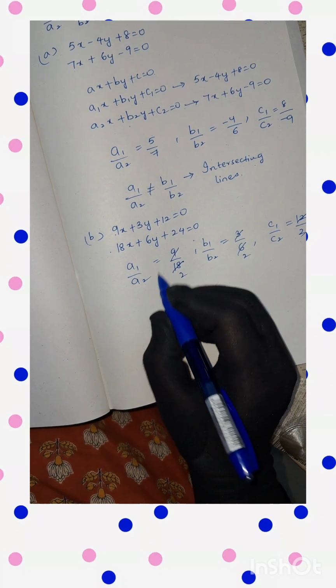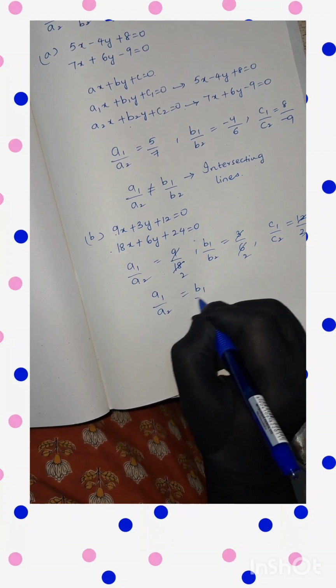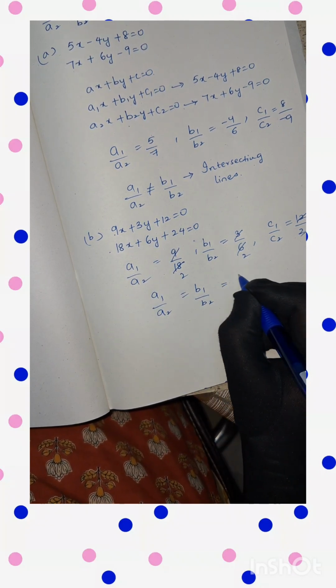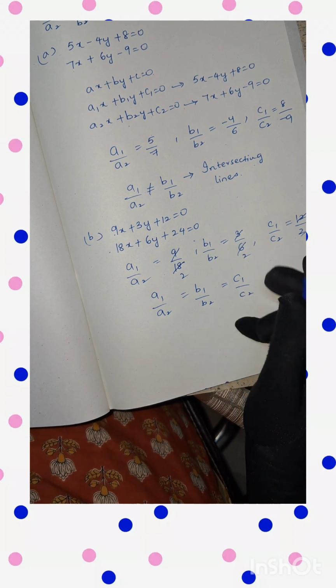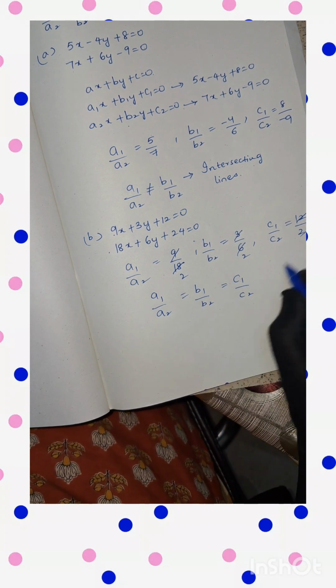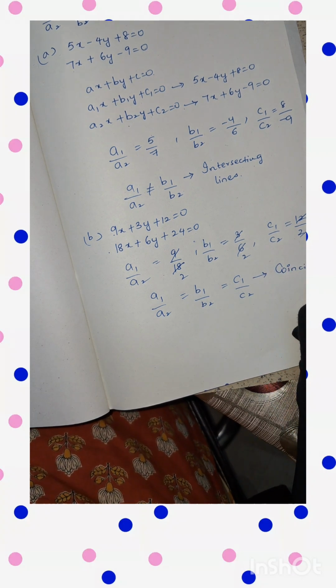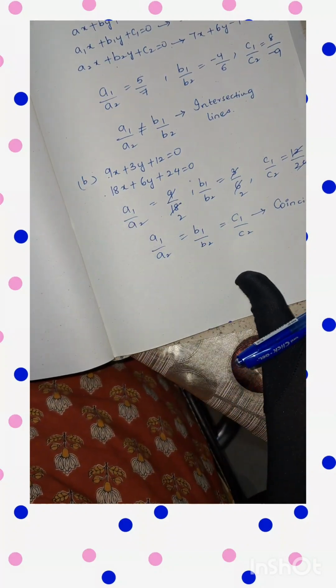So here we are getting a1 by a2 is equal to b1 by b2 is equal to c1 by c2, right? So a1 by a2, b1 by b2, c1 by c2. So these lines are what? Coincident lines. Okay. Similarly, you have to do the same for the next one. Let us take the next question.